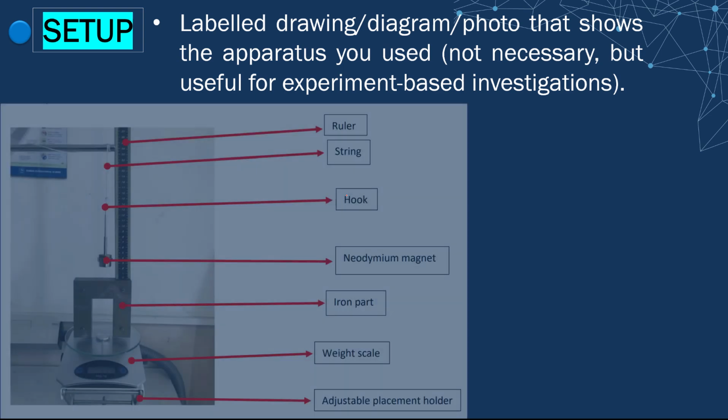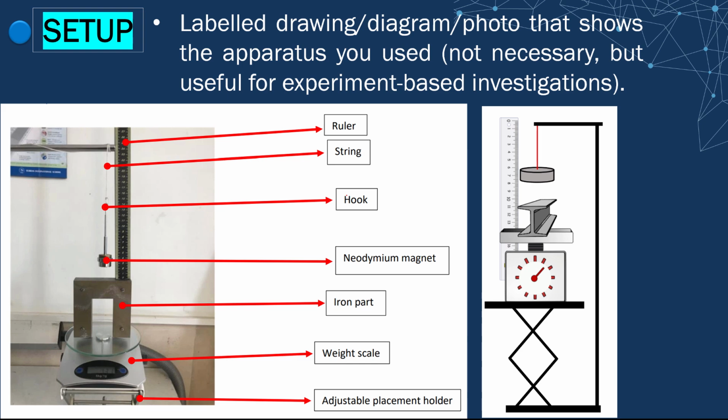But if you do an experiment, make a labeled photo. It's very nice, or maybe a diagram. In this photo, you see my student mentioned ruler, string, hook, neodymium magnet. Whatever they have used is mentioned here.